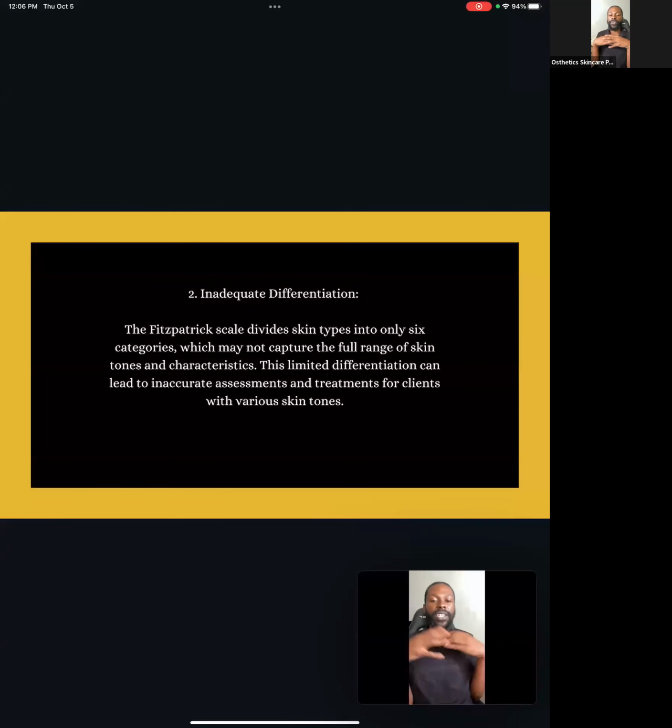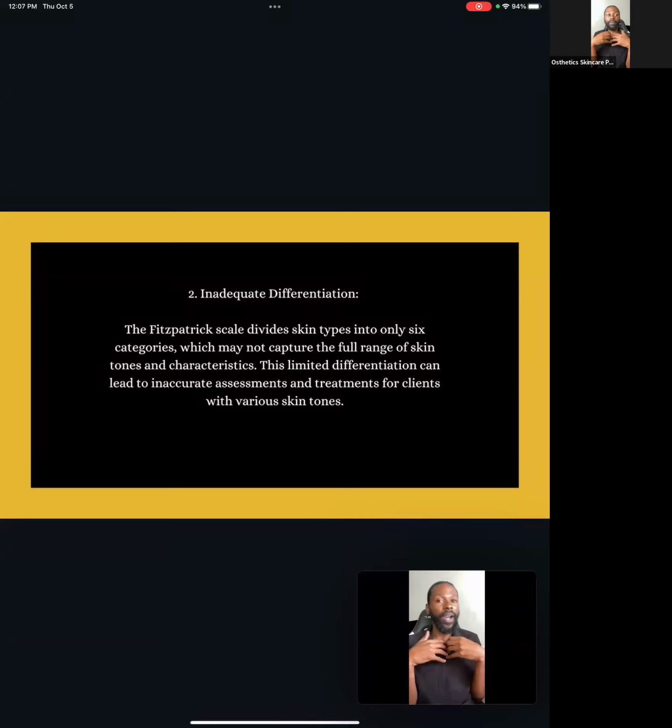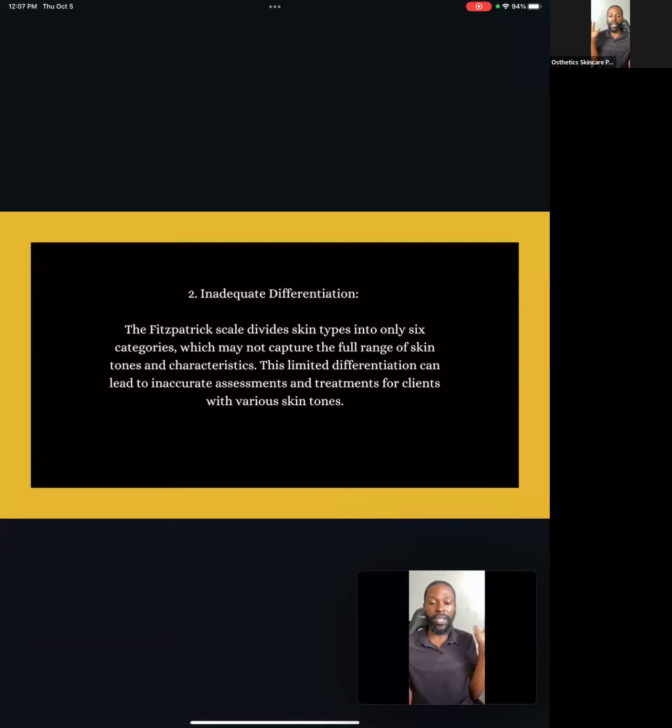The second thing is inadequate differentiation. The Fitzpatrick scale divides skin types into 6 categories, which means that it doesn't take into account anyone that may be of mixed race, anyone that has any genetic differences that are kind of rare to come across, but it just really leads to inaccurate treatments in the treatment room and adverse reactions in some cases. And this is why we may or may not have a client.